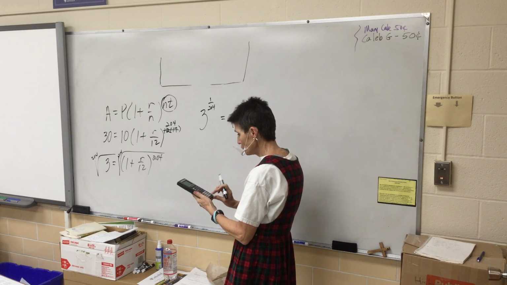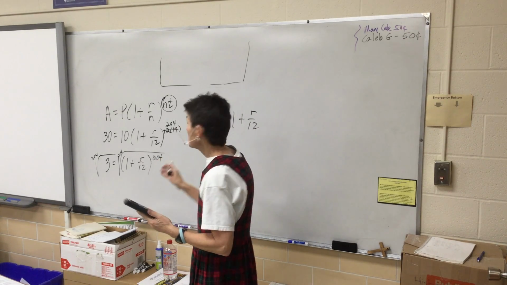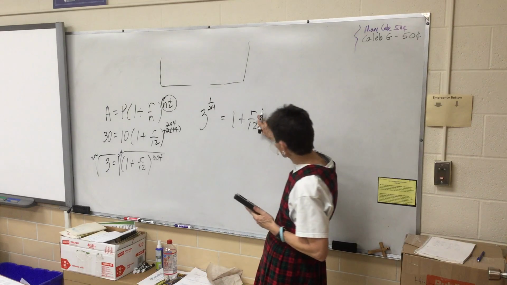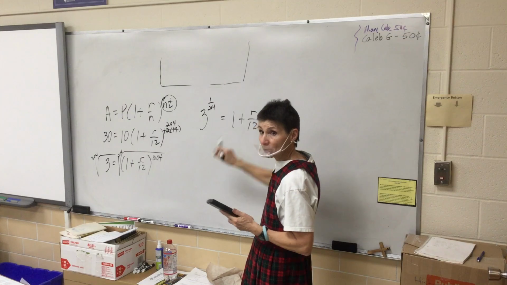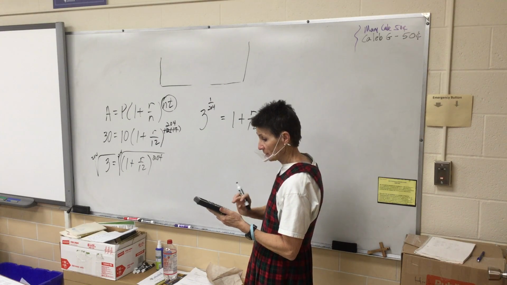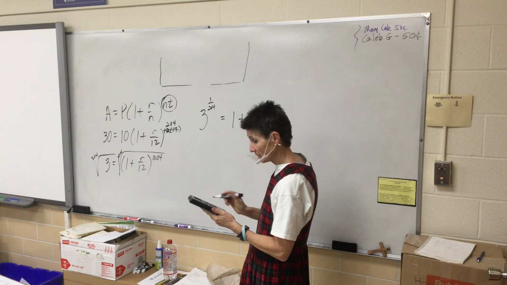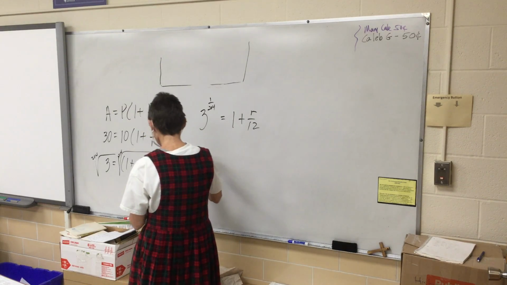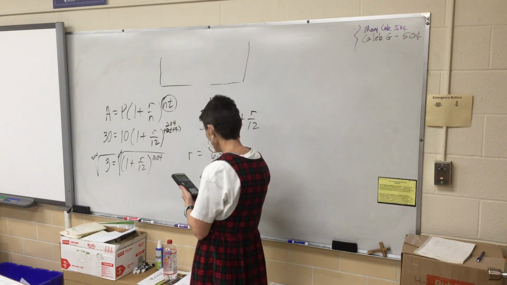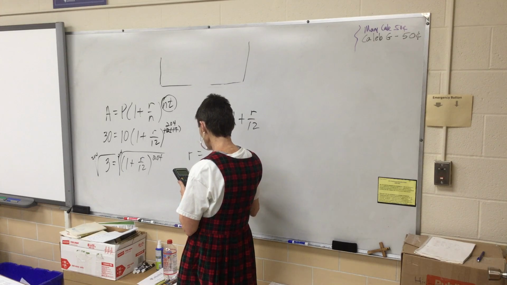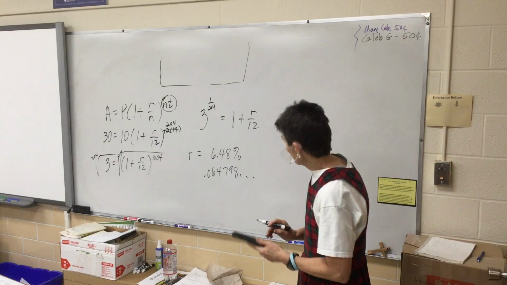Then, once you get that number on your calculator, which, by the way, should be about 1.0053, and so on. Once you get that number on your calculator, remember we're solving for R, so we'll subtract 1 and times by 12. So the interest rate is about 6.48%. I got 0.064798, and so on. So I made that 6.48%.